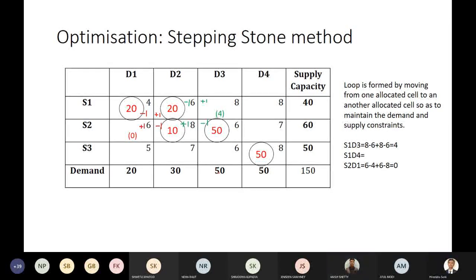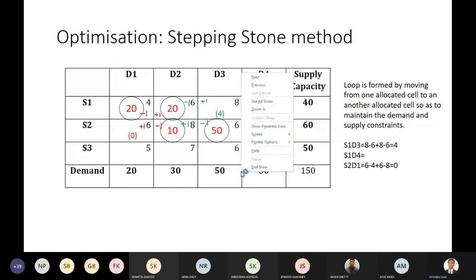So, in case of a loop, when you start from one cell, you have to again come back to the same cell by hopping from one allocated cell to another allocated cell. And you have to move horizontally or vertically only. Okay. So if I consider this one, let me take some other color now.